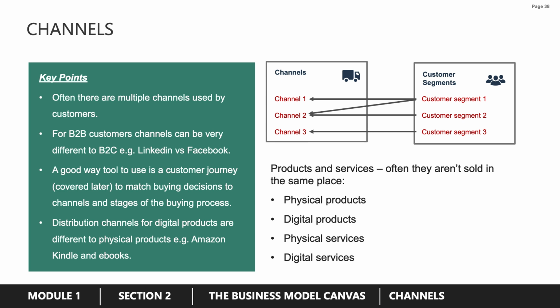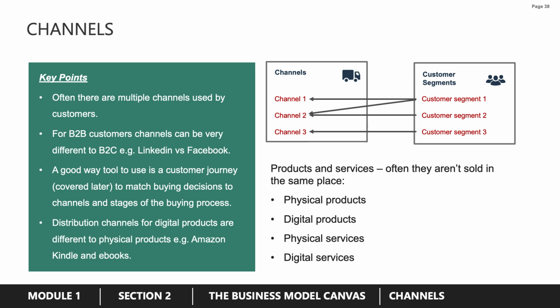A good tool to understand how we actually get into understanding the channels and communication process is to use something like the customer journey map. And understanding a customer journey, particularly in the business-to-business context, is about matching buying decisions to channels and the different stages of the buying process.